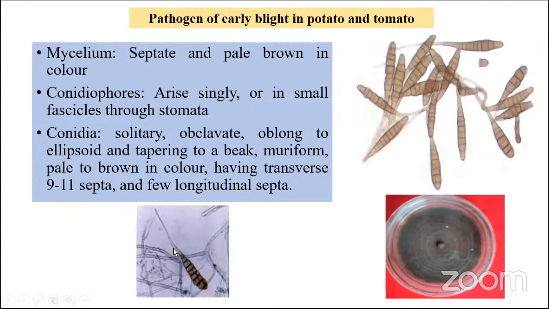You can see this is the mycelium, which is septate. As I said, they have septa. When we culture this Alternaria and isolate it under lab conditions, we can see different colors of the pathogen.